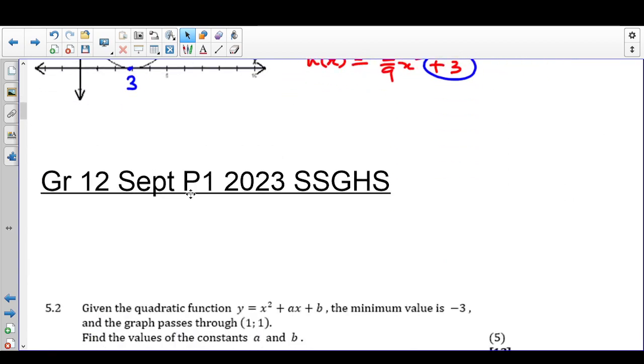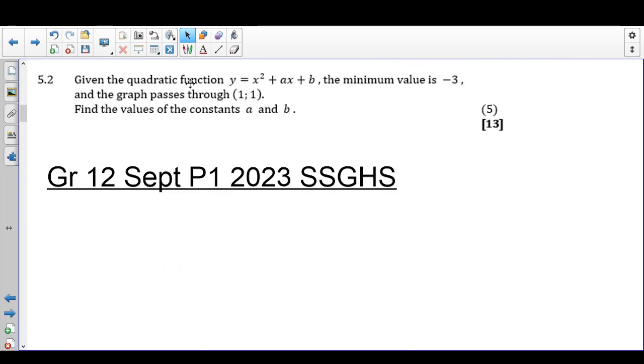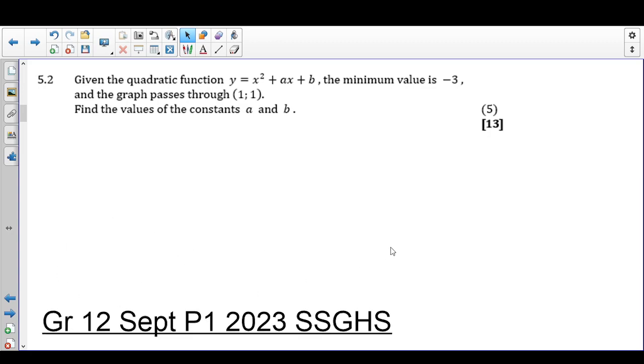Let's look at the next question. In 5.2 we are told, given the quadratic function y is equal to x squared plus ax plus b, the minimum value is minus 3 and passes through 1 and 1. Find the values of the constants a and b. So the quadratic function has a minimum value. The minimum value is minus 3. So that means to say the graph is smiling and there's a minimum value of minus 3.